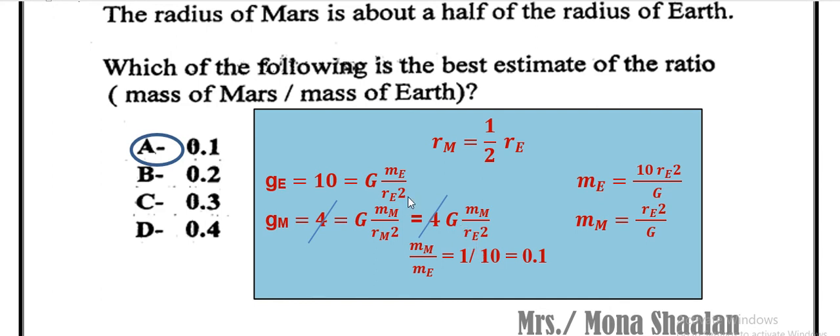1 over 4, we put it in the numerator. So by cancelling 4 with 4, the mass of Earth will equal RE squared over G. That's the ratio between the mass of Mars and the mass of Earth, which will be 1 over 10. It will be 0.1.